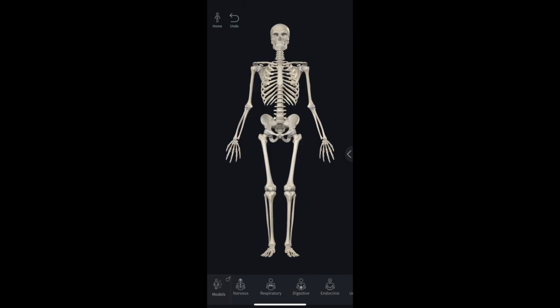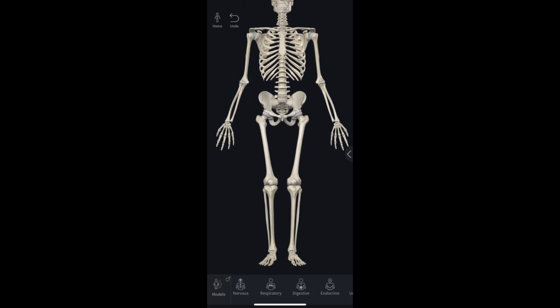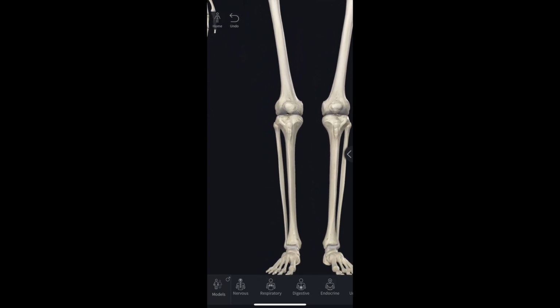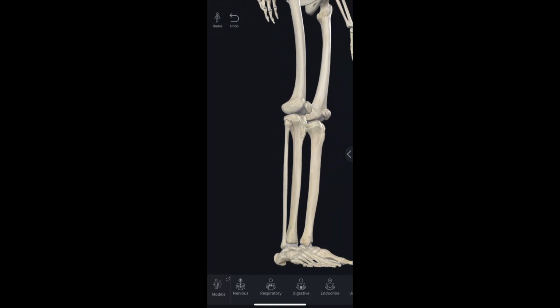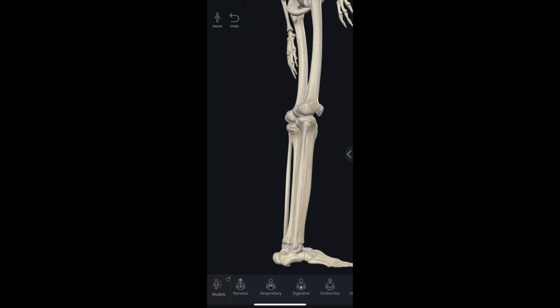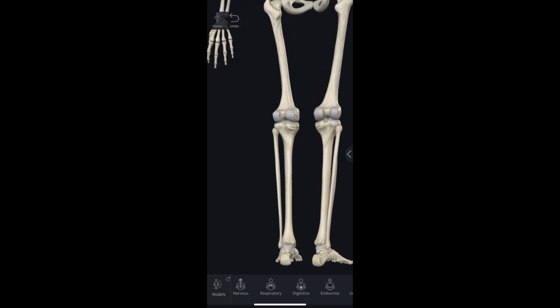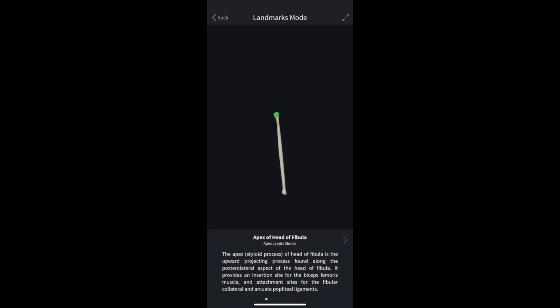The fibula can be located laterally to the tibia. Its main function is to combine with the tibia by an interosseous membrane and provide stability within the ankle joint. The apex of the fibula is located proximally to the knee joint and posterior-laterally. It provides an insertion point for the biceps femoris muscle and attachment sites for the fibular collateral and arcuate popliteal ligaments.